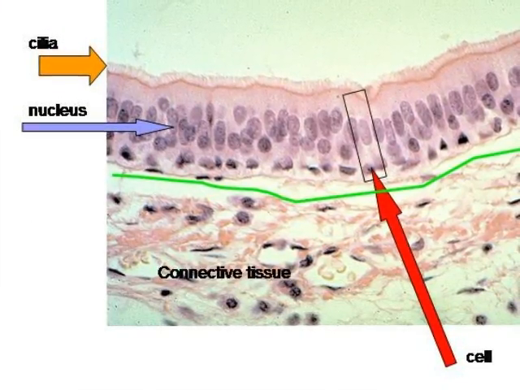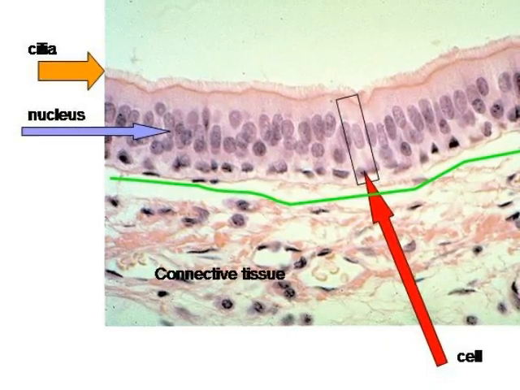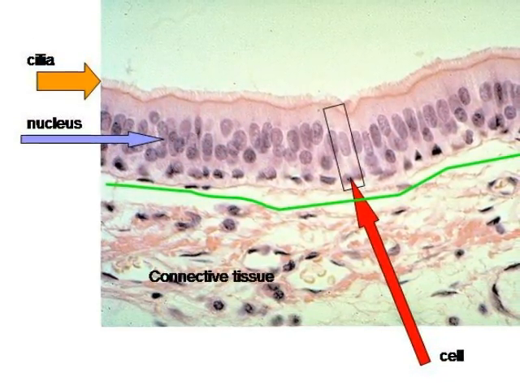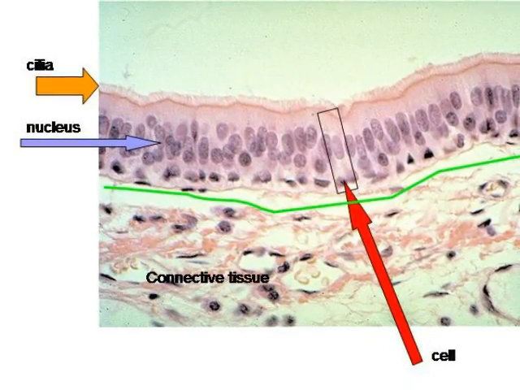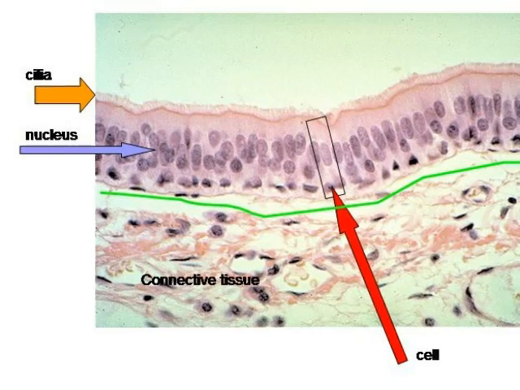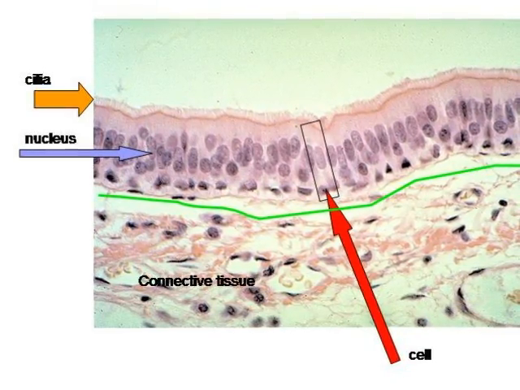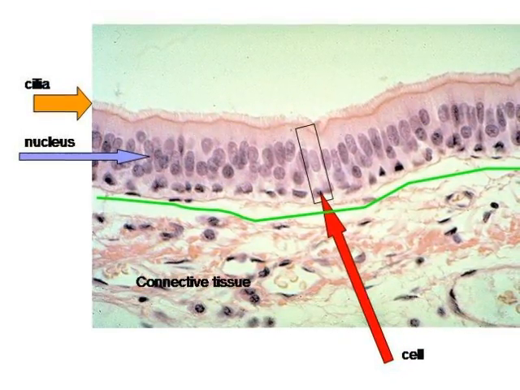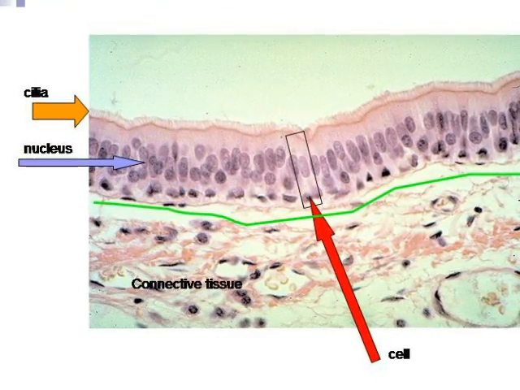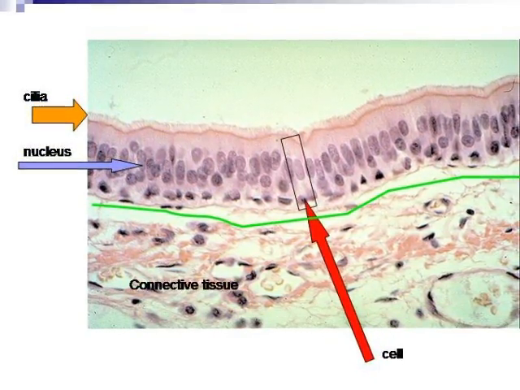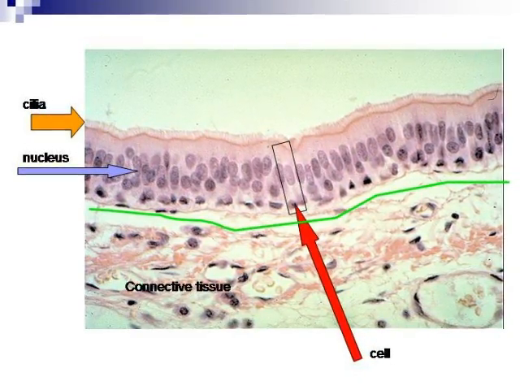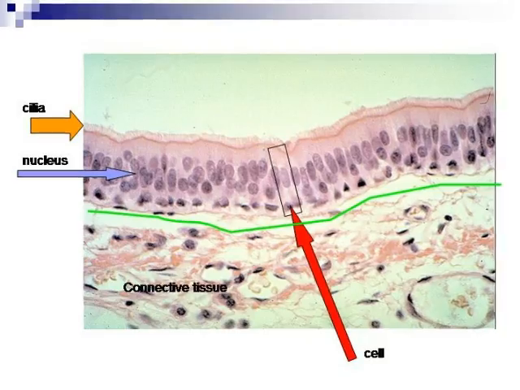In this picture, I have a red arrow pointing to an individual simple columnar cell. There is an oval-shaped nucleus in the center of the cell. At the top of the slide, there is an area that looks almost like a layer of fuzz. That's the cilia at the top of this slide. The free edge that's exposed to the surface is at the top. There's a layer of connective tissue at the bottom, which we don't need to worry about at this time.